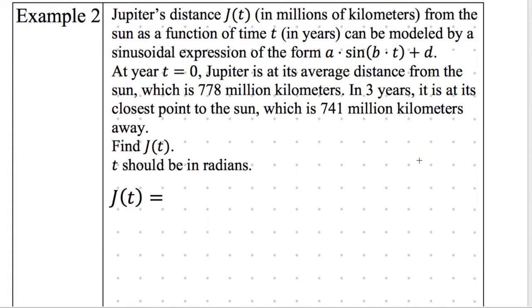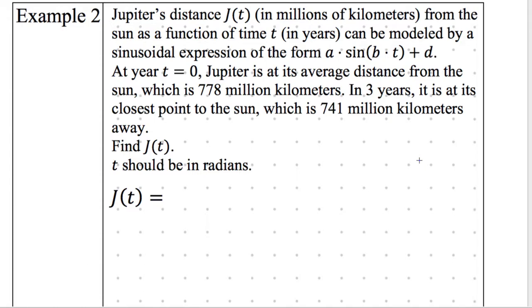Jupiter's distance J of T in millions of kilometers from the sun as a function of time t in years can be modeled by a sinusoidal expression of the form A times sine B times T plus D. At year T equals 0, Jupiter is at the average distance from the Sun, which is 778 million kilometers. In 3 years, it is at the closest point to the Sun, which is 741 million kilometers away. Find J of T. T should be in radians.